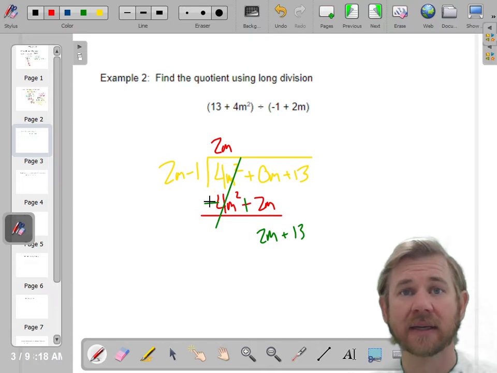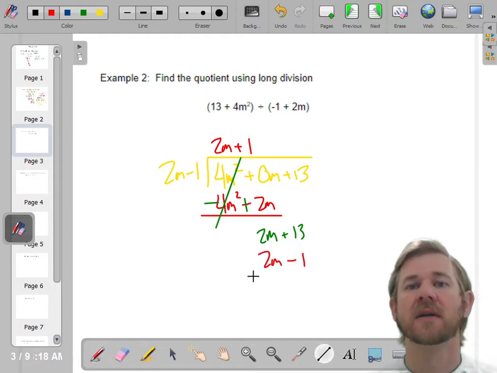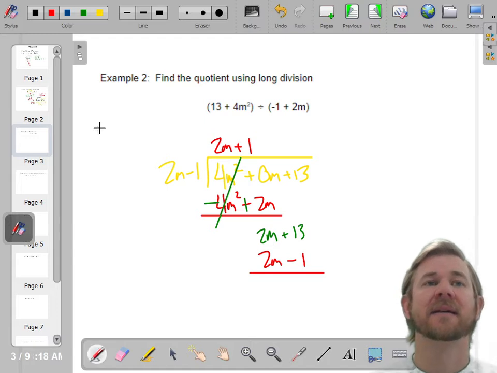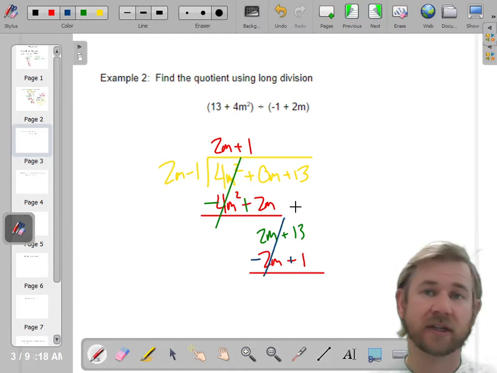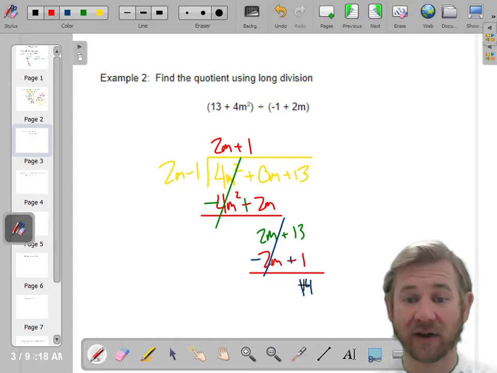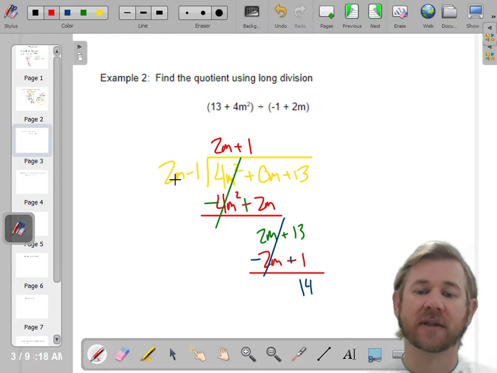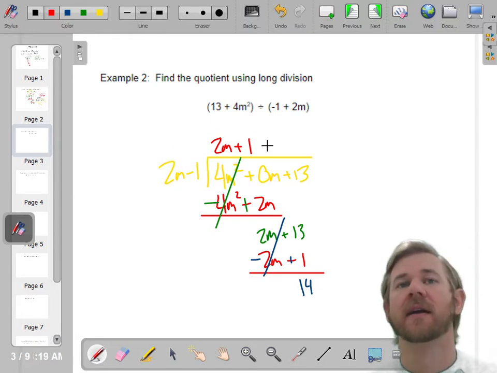Now we do it again. 2m divided by 2m, or 2m times what gives you 2m? That would be plus 1. So distribute a 1, 2m minus 1. And now I'm going to again subtract. So now this is minus and this is plus. Those go away. 13 plus 1 is 14. Since 14 is degree 0 and our divisor is degree 1, this is a lower degree, so we're done. That's our remainder.